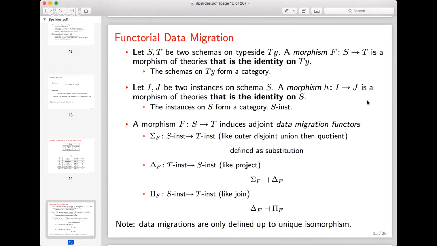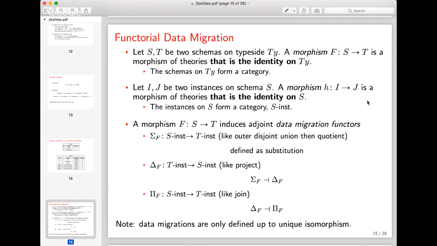And the schemas on a type side form a category. Similarly for instances. So here, instances, recall, these are just equational theories. They have a meaning as the tables, but instances are defined to be theories, and the morphisms between them are morphisms of theories that are the identity on the schema S. And with this definition, we have that the instances on a schema S form a category, S inst. And then finally, we can define the data migration functor.